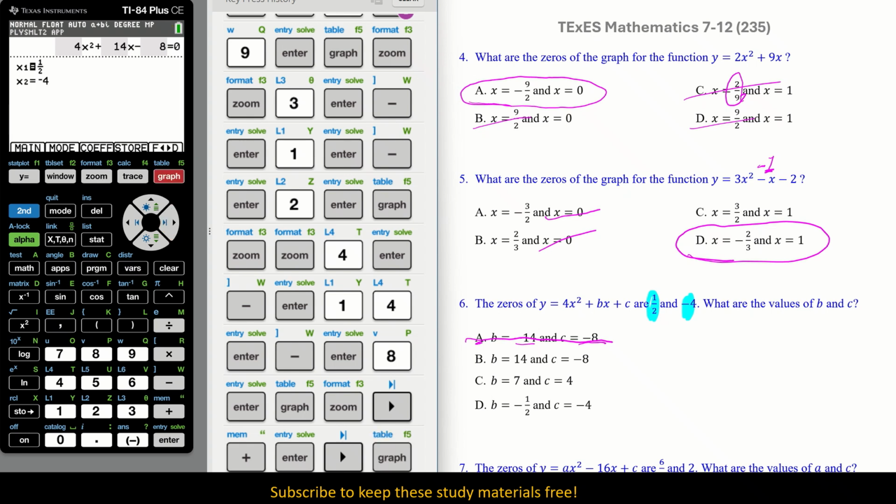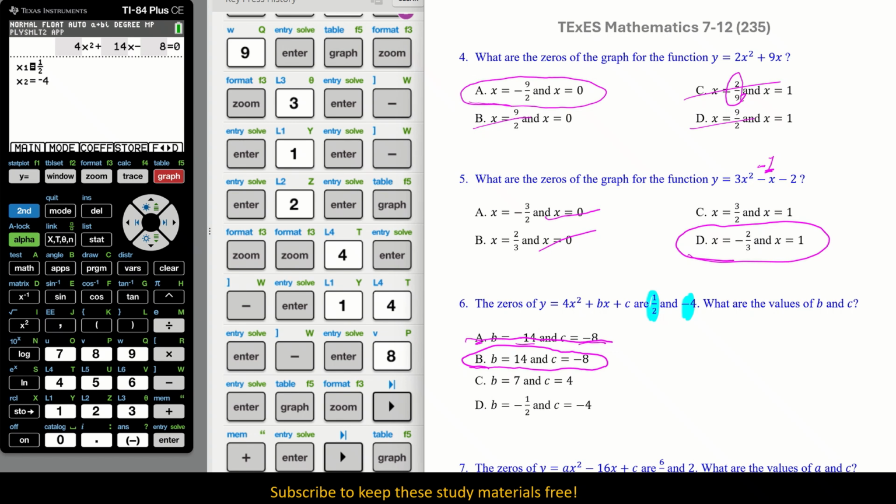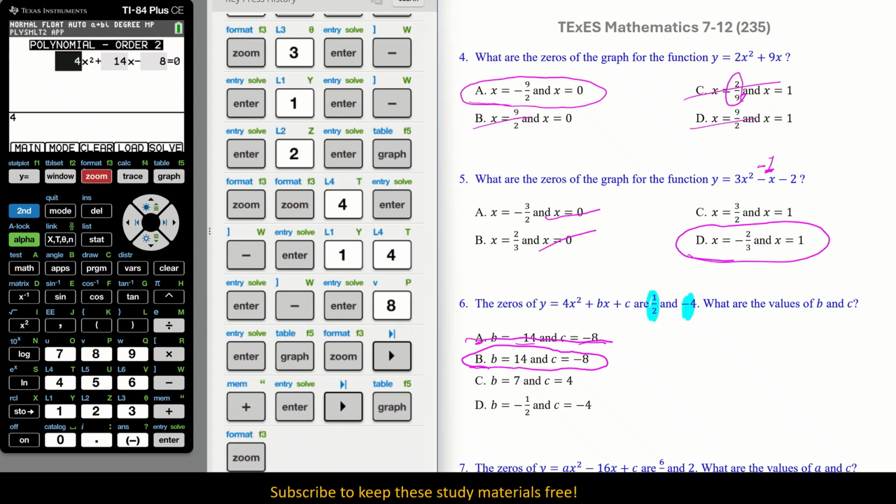So push graph. I see what we need. I see a positive half and a negative 4 as values. So that actually gets us back where we started. So I would say B. But because this is so quick and you save time from having to write all this out, we can simply push zoom and check the other two.